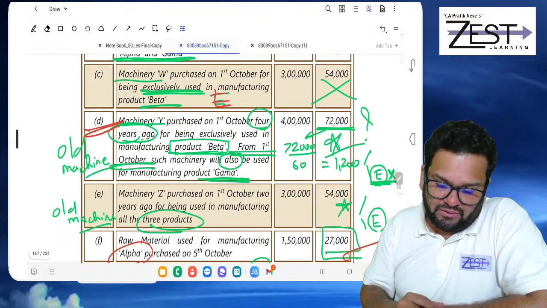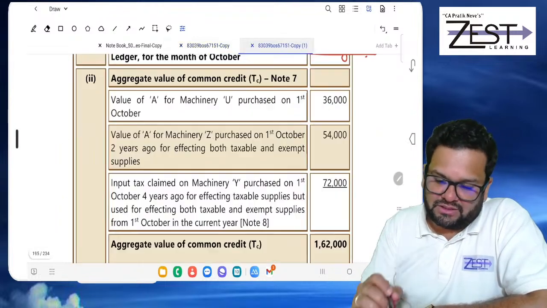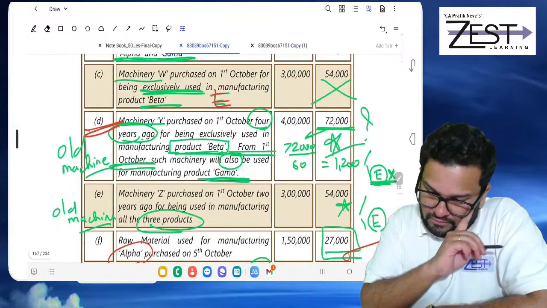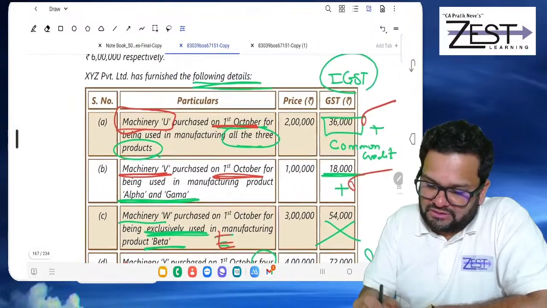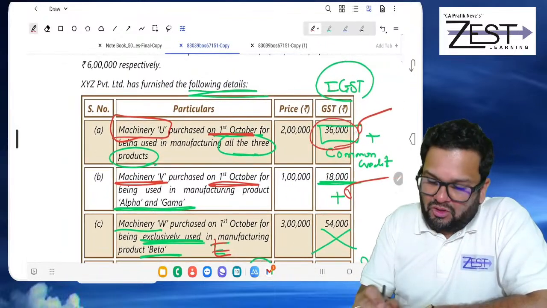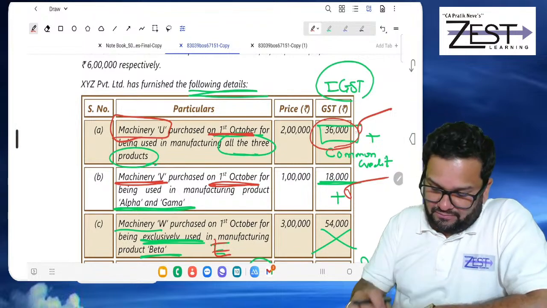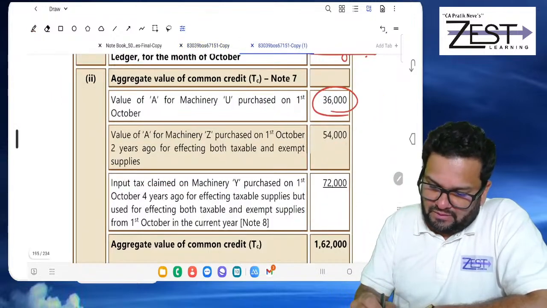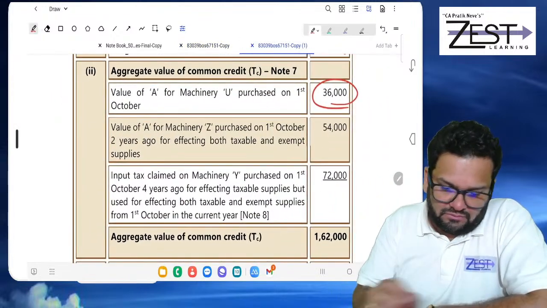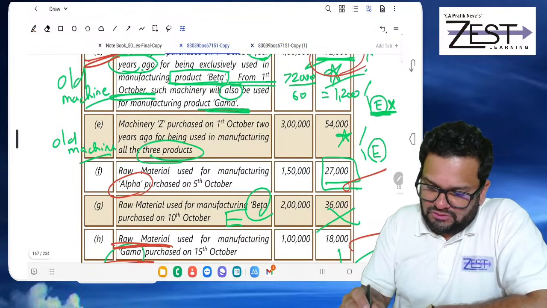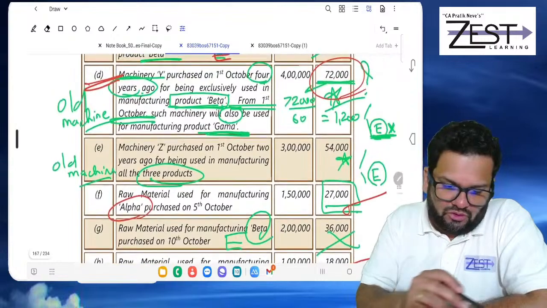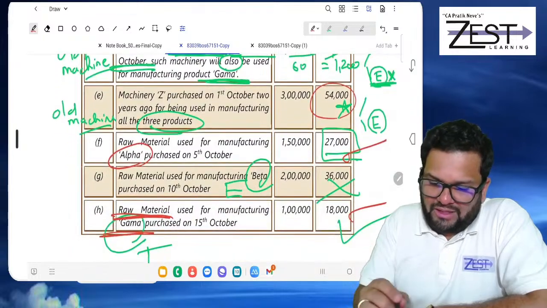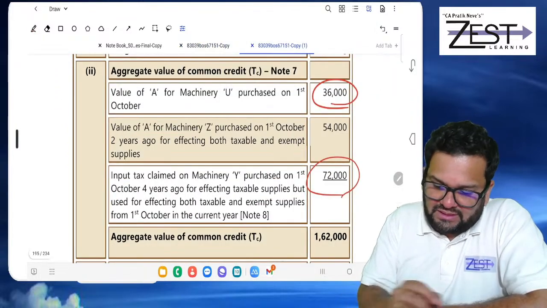But wait. It's used for both. No, no. Yes, take it. So take 36. Which 36? Machine U. Machine U newly purchased. Take 36 of that because it's a common credit. Then take this 72 as discussed and also take 54. Which 54? This 54. So take on your calculator. Are you getting 162?